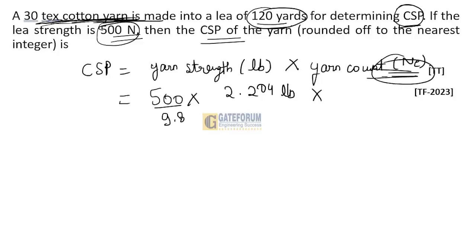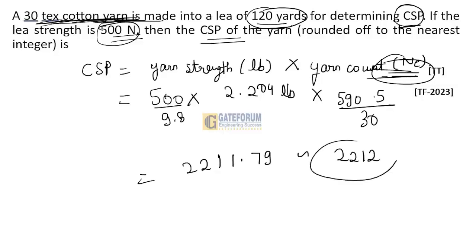How will you calculate this one? This is calculated using 590.5 upon tex. So the formula of Ne is basically 590.5 upon tex. Then you will calculate the count strength product. It will come out to be 2211.79, which approximately comes out to be 2212. In integer you have to calculate, so the correct answer is 2212. I think this is clear to you.